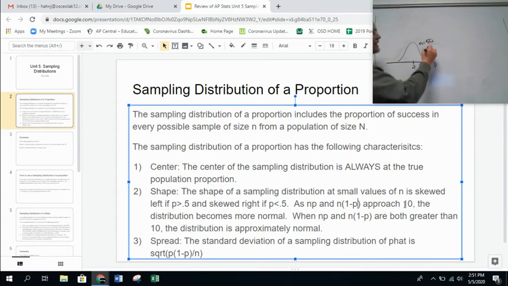Well, np, so 50 times 0.7 is equal to 35, and 50 times 0.3 is equal to 15. Notice these two numbers add up to 50 because n times the probability of success is the number of successes, and n times the probability of a failure is the number of failures. That's why those add up to 50.